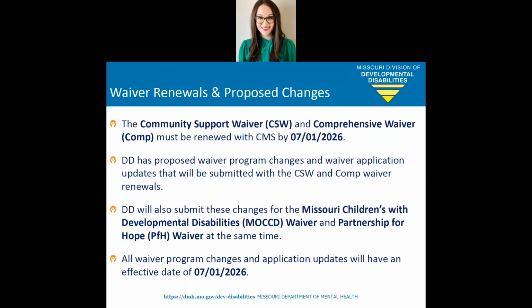The Division of Developmental Disabilities has proposed several waiver program changes to include in the next renewal applications. To ensure consistency between all 4 waivers the division administers, application amendments for Missouri Children's with Developmental Disabilities Waiver and the Partnership for Hope Waiver will also be submitted to CMS at the same time.